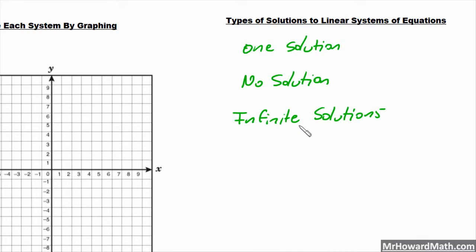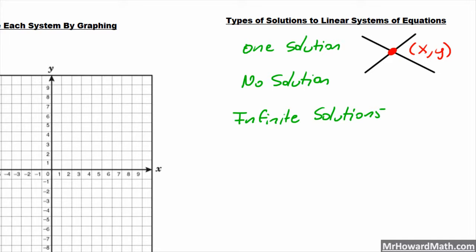This will be the first video for this unit. A linear system solution is simply where two lines cross. If I have a line like this and a line like this, the single solution, the one solution, is that x comma y, that ordered pair where these two lines cross.